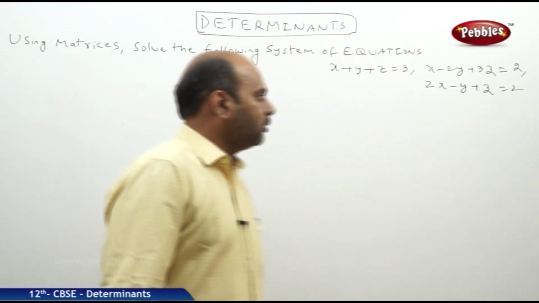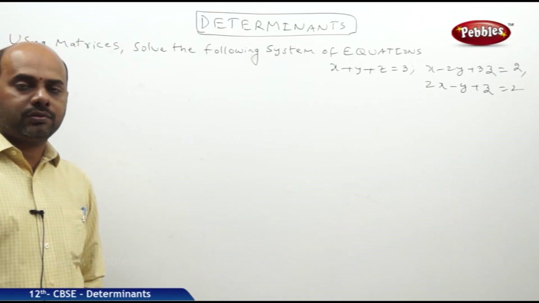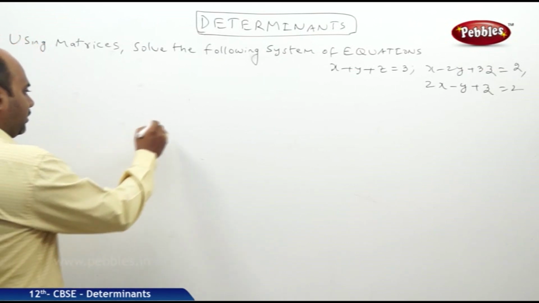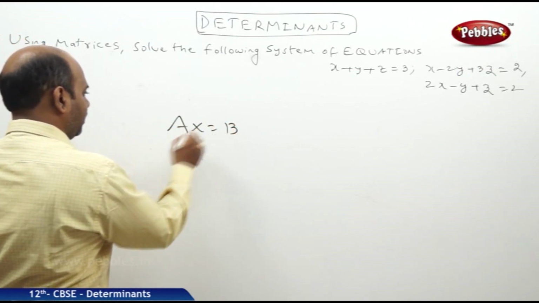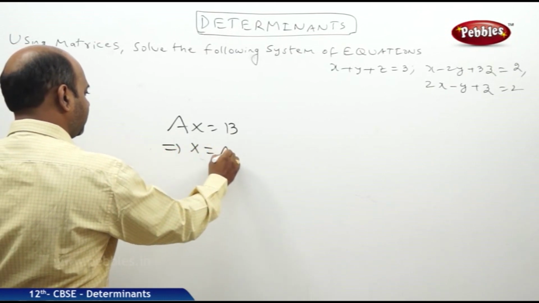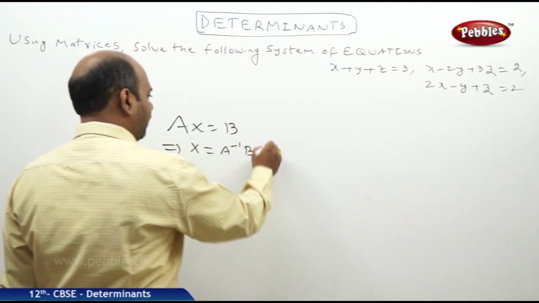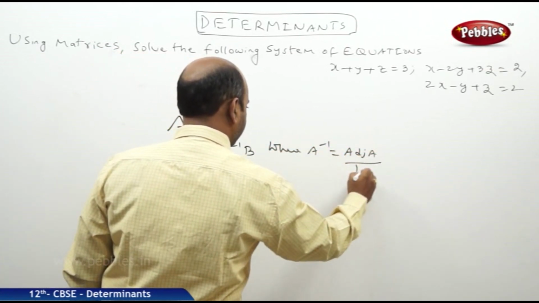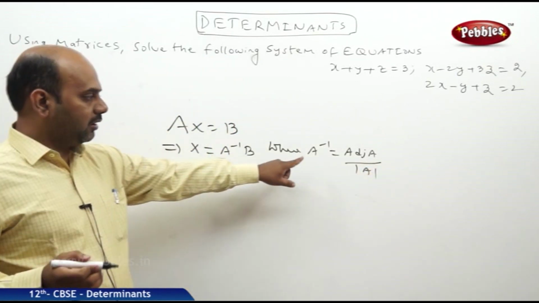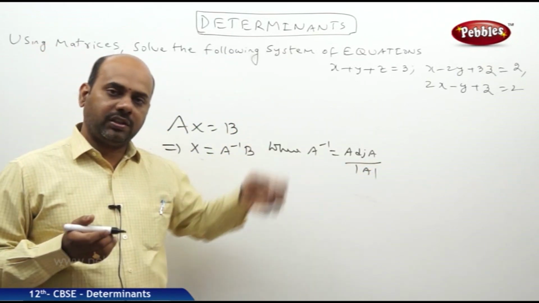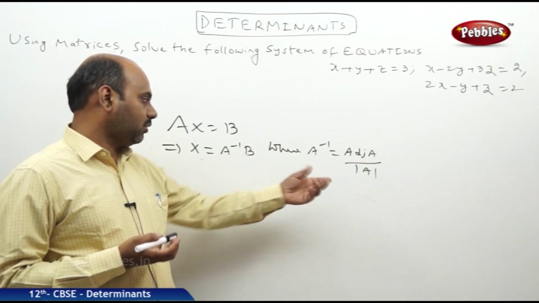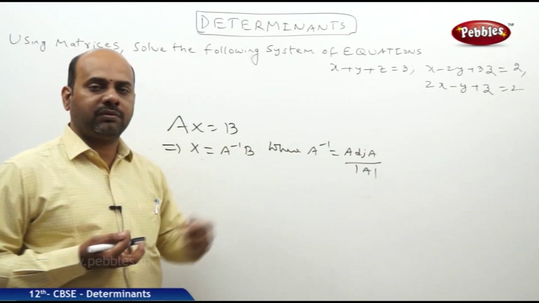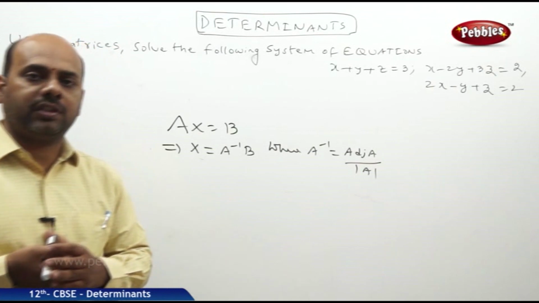Here we need to convert the system into the form Ax is equal to b. From this, x is equal to A inverse b, where A inverse is nothing but adjoint A by det A. We have found out A inverse is equal to adjoint A by det A in one of our previous classes. The concept is being used, and to this A inverse I will be multiplying b, and later I will find out the values of x, y, z.